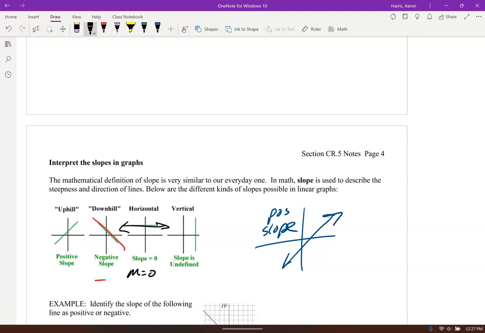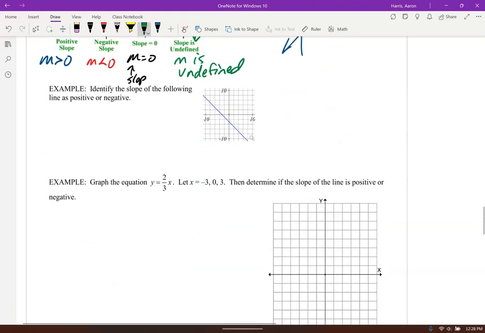I'm going to use M. M is for slope. So here, the first one, slope is positive. The second one, the slope is negative. The third one, the slope is 0. And lastly, if the line is perfectly vertical, and we'll talk about why this is, the slope is undefined. When we talk more about slope, we'll get into that.